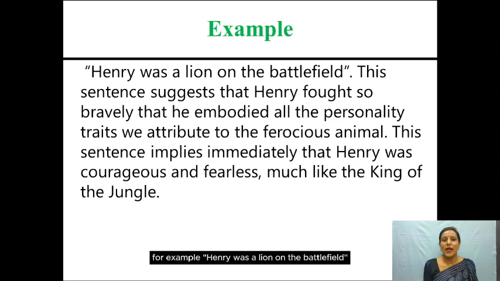For example, Henry was a lion on the battlefield. This sentence suggests that Henry fought so bravely that he embodied all the personality traits which are attributed to the ferocious animal. This sentence implies immediately that Henry was courageous and fearless, much like the king of the jungle.